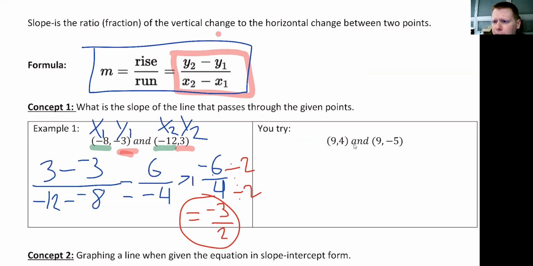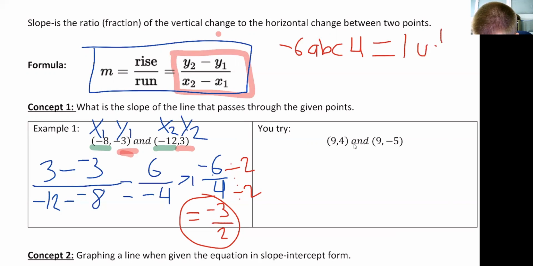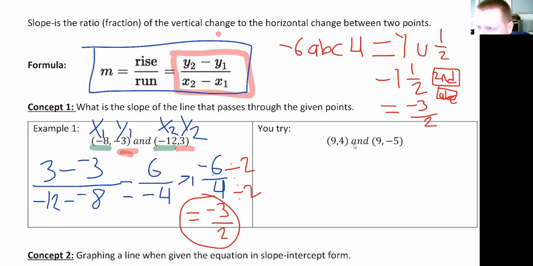If you struggle to simplify fractions, you can always use your calculator. You could type in -6 ABC 4. The only problem is your calculator is going to give you an answer like this. It's going to say 1 u 1/2. That means 1.5, and sorry, it'd be negative. If you don't remember how to change that to a single fraction, you can press the second button and then the ABC button, and it will convert it into -3/2. So if you have questions about simplifying fractions, ask me. Your calculator can do it for you, or I can give you a refresher on how to do it by hand.